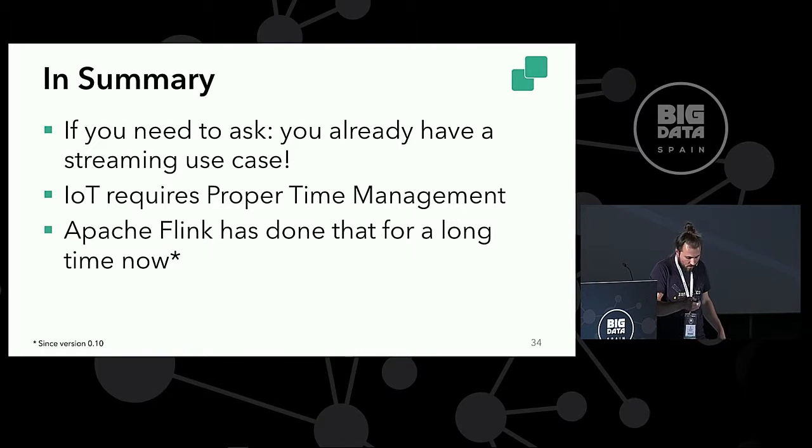The other important insight is that IoT use cases, and by these I mean pretty much all use cases that continuously generate data, most of them require proper time management, so event time handling. And I can't stress this enough, Flink has done that for a while now. So we're now close to releasing Flink 1.2, and we have had support for proper event time handling since Flink 0.10. So we had 0.10, then 1.0, 1.1, and now 1.2. So it's quite mature, and several companies have been using this successfully in production for over a year now.